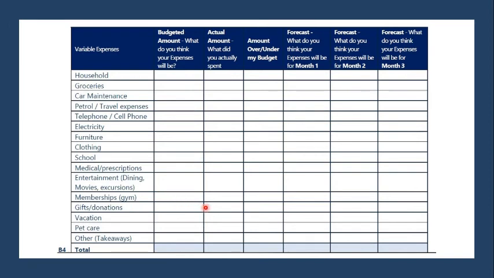Gifts or donations. Remember that here, for example, month two, maybe you've got parties, birthdays, etc., and you need to buy gifts. So you need to plan to have money aside, right? Vacation, somebody might say, well, what's that? Now, if you use this option, pet care. Some people say, my pets are my children. That's perfect. We know that that's also costly. Now, other, maybe that could be takeaways. Notice here's a B4, and then, of course, the totals that you're going to do for me.